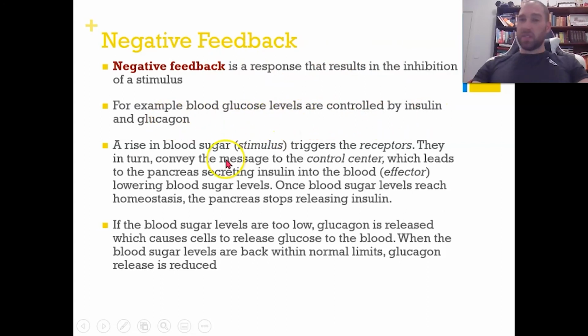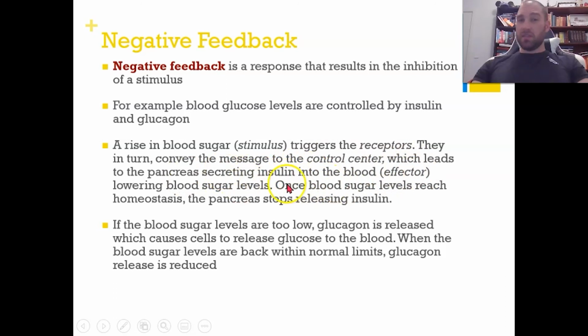A good example of this is blood glucose levels, or blood sugar levels, being controlled by insulin and glucagon. So you eat a meal, you get a large amount of glucose floating around your blood, that's a stimulus. Too much glucose in your blood can be quite bad. The receptors pick up that change in blood glucose. These are chemoreceptors. They convey a message to the control center in the pancreas, which leads to the pancreas secreting insulin to the blood. That's our effector, so the pancreas is our effector.